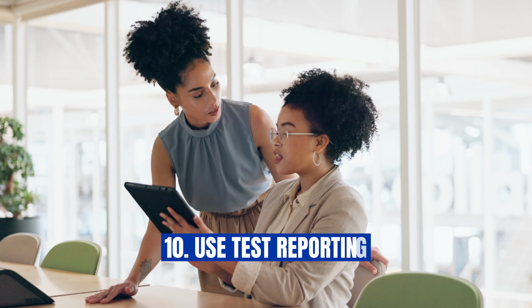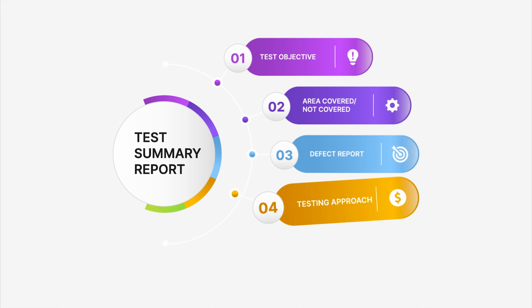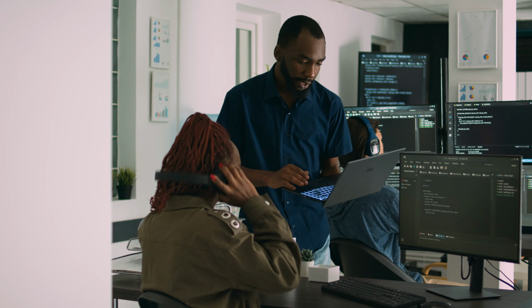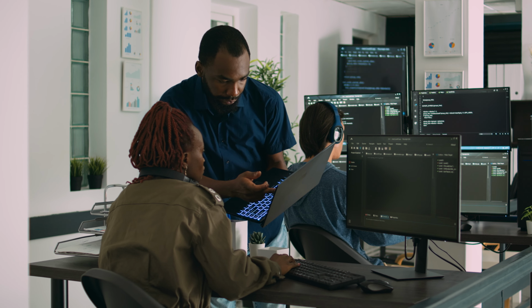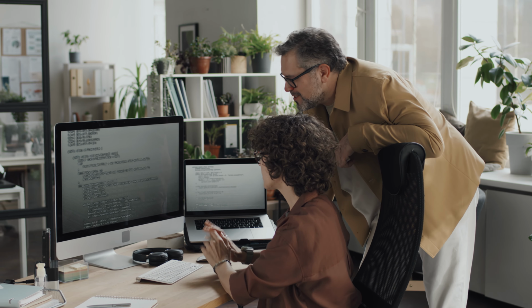10. Use test reporting. Implement a test reporting mechanism that provides clear and actionable feedback. A well-designed test report can help developers quickly identify and address issues. By incorporating these best practices, you not only ensure the effectiveness of your unit tests but also contribute to a higher level of code quality, maintainability, and collaboration within your development team.